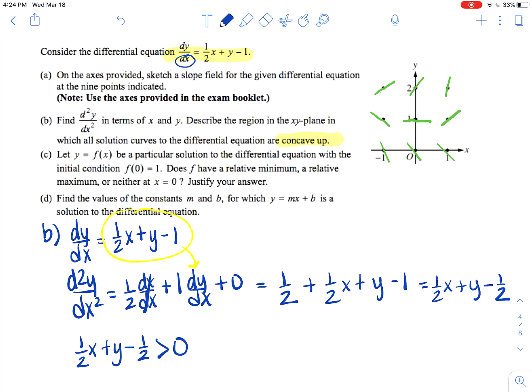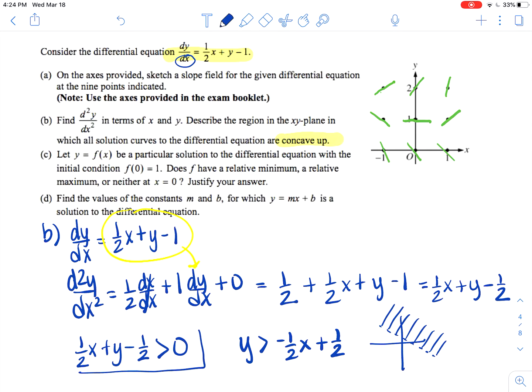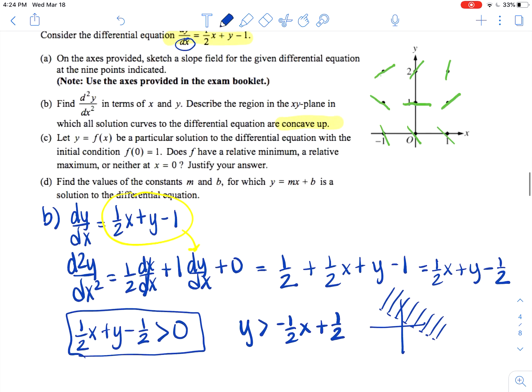If you wanted to get this more in an equation type form, similar to y equals mx plus b, you could get y by itself. Eventually that would come out to be something like y is greater than negative 1/2 x plus 1/2. If you remember back when you did linear inequalities, if I were to graph this function, negative 1/2 x plus 1/2, it looks something like this. All of my values that end up being above this dotted line will end up being concave up. That's what I'm getting from this information. Again, you don't really have to. I'm pretty sure that if you left this answer right here, that would be just fine.